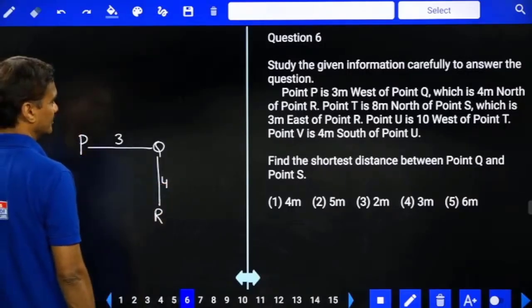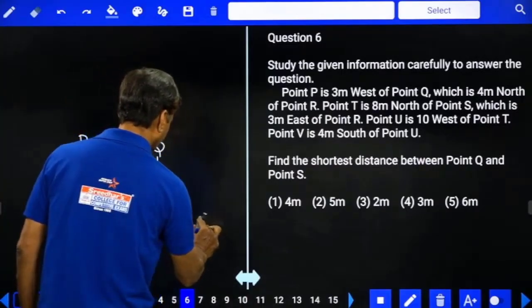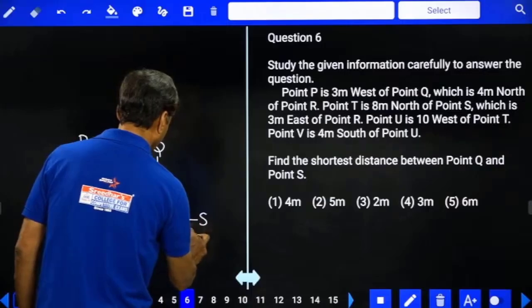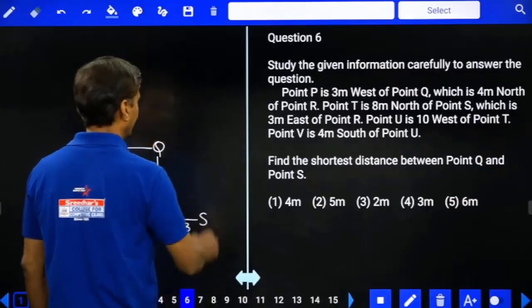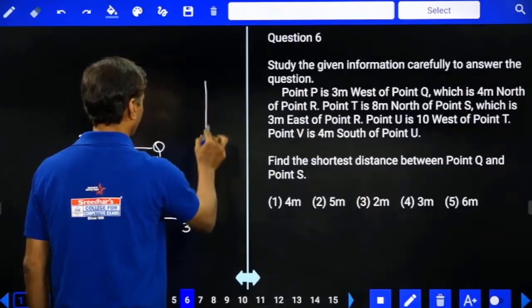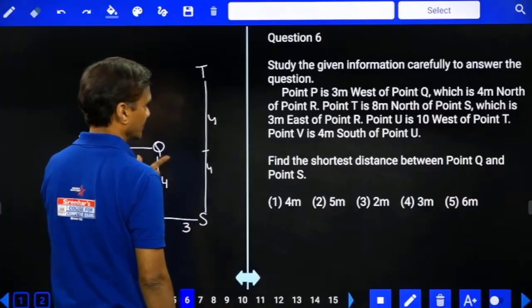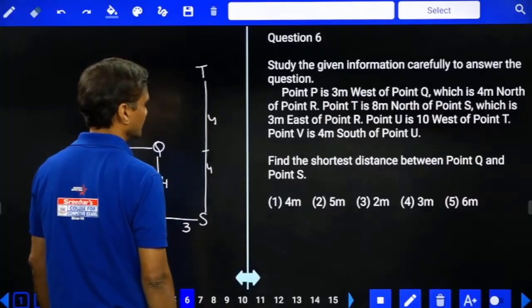And T is 8 meters to the north of S. S is 3 meters to the east of R. And T is 8 meters to the north. Now this is T, which is 8 meters to the north. This is a 4. And this is 4. T is 8 meters to the north of R, north of S. S is 3 meters to the east of R.